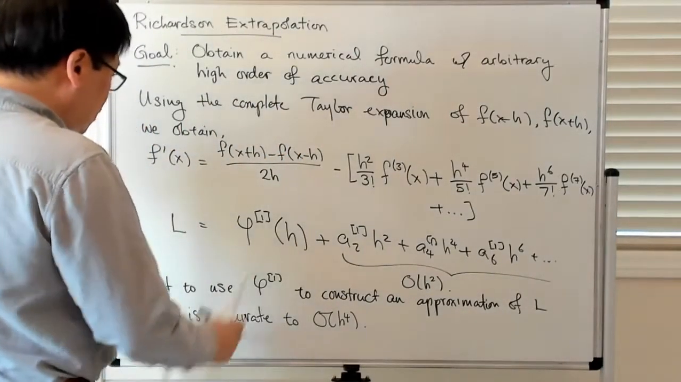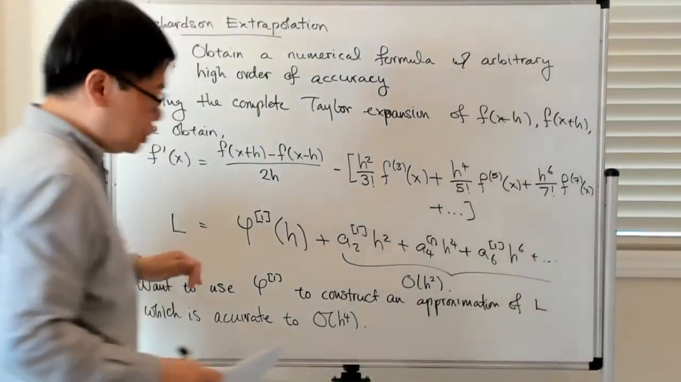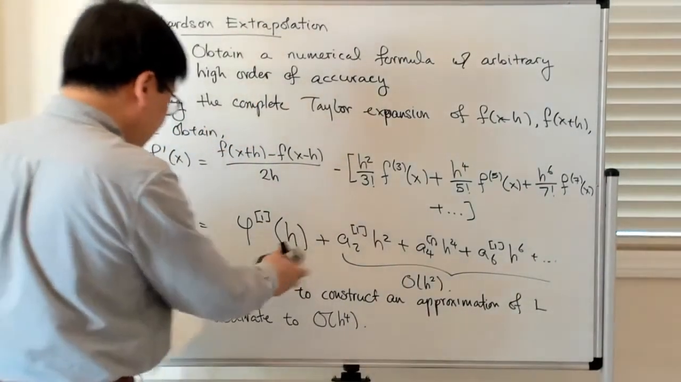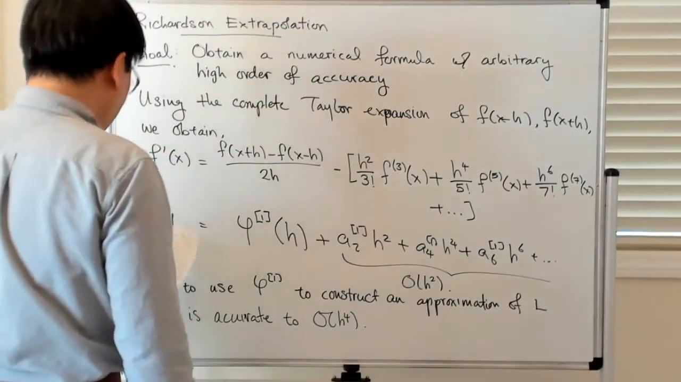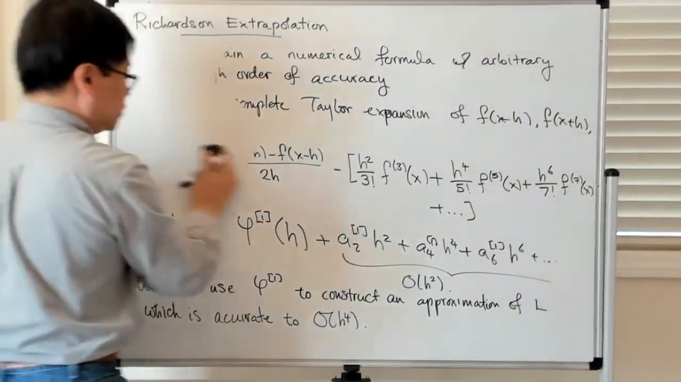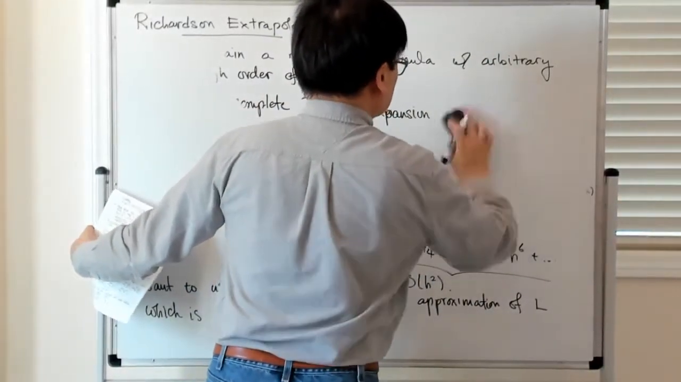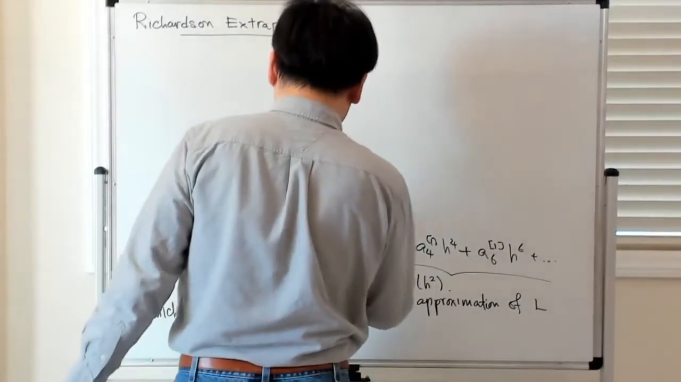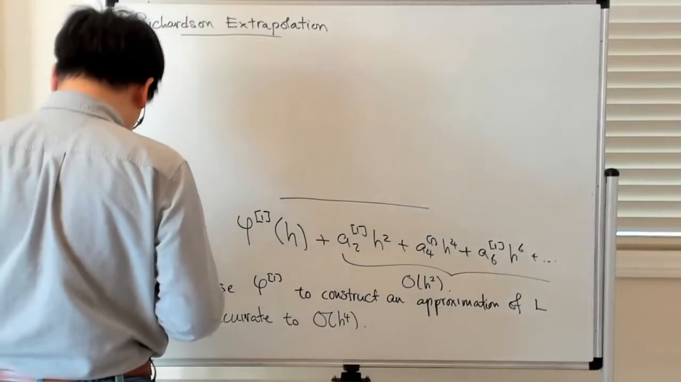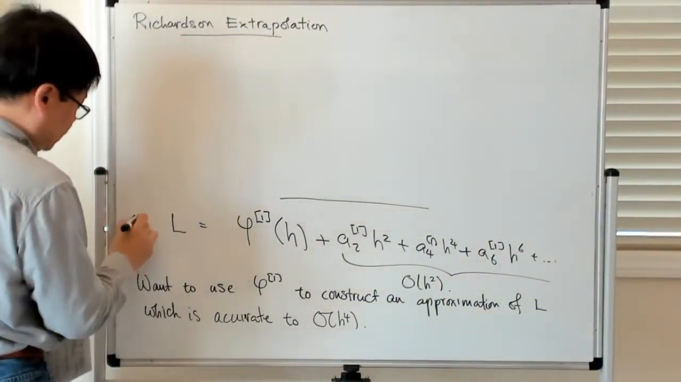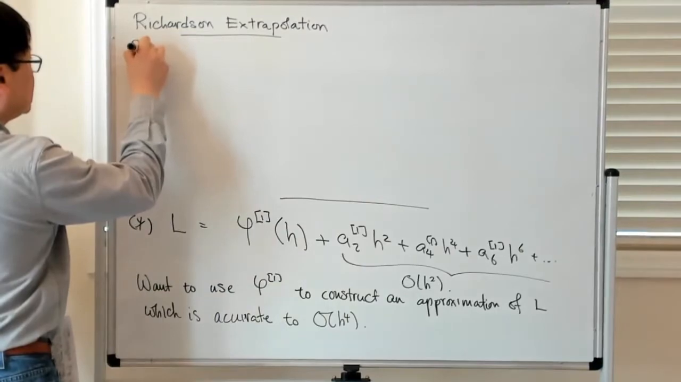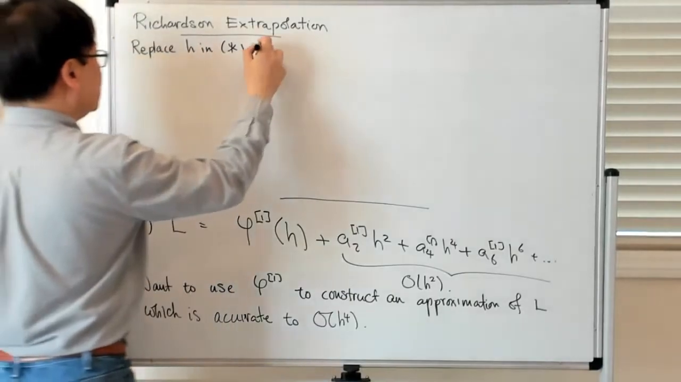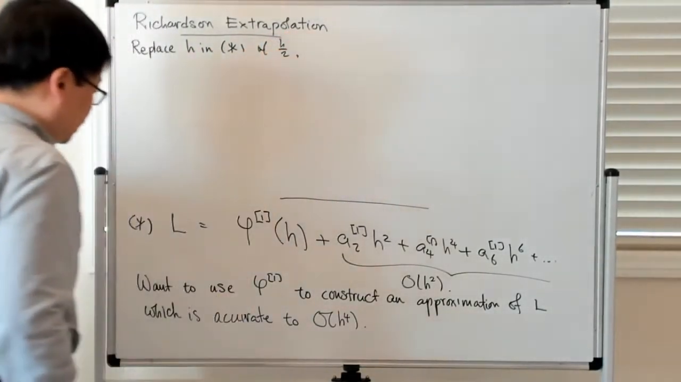How am I going to do this? I know what happens in the error expansion for h. So what I can do is, everywhere I see an h, I can replace it with h over 2 and see what happens. Let's call that equation star. So I replace h in this equation with h over 2, and let's just see what happens.